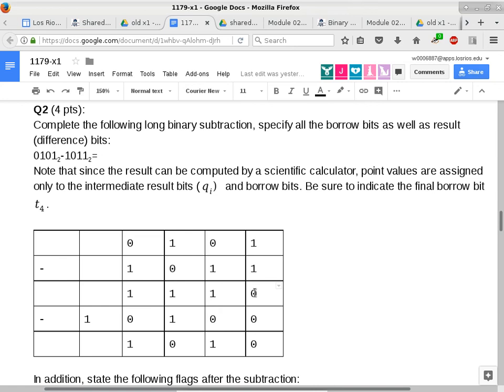Okay, so let me erase this stuff here because I did it yesterday.